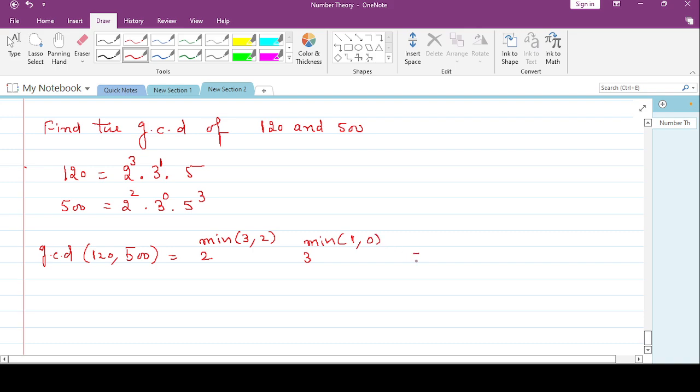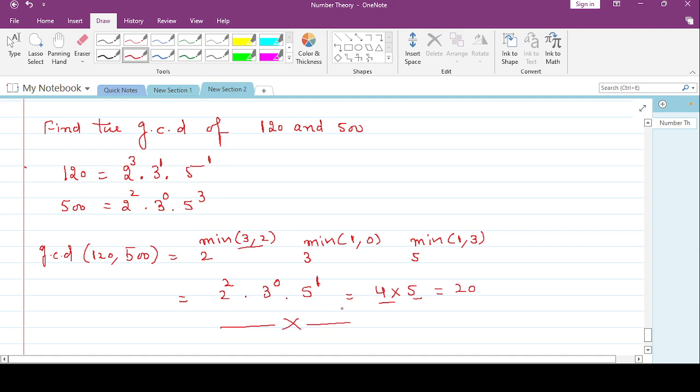Okay, then 5 raised to the power minimum of, what is the power here? Power here is 1 comma 3. Okay, so it is 2 raised to the power 2. Okay, next is 3 raised to the power 0. Next one is 5 raised to the power 1. Okay, so 2 raised to the power 2 is 4, 5 raised to the power 1 is 5. So 4 into 5 is what? It is 20. So 20 is the answer of this problem.